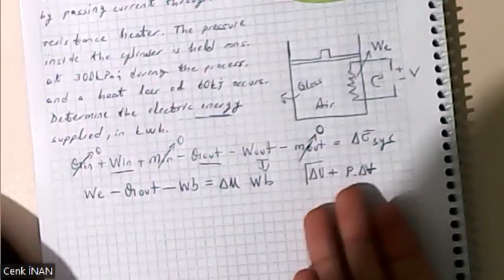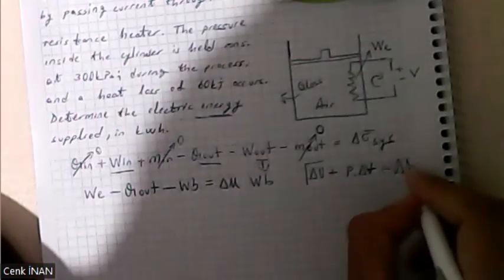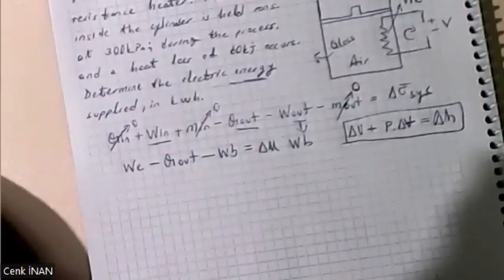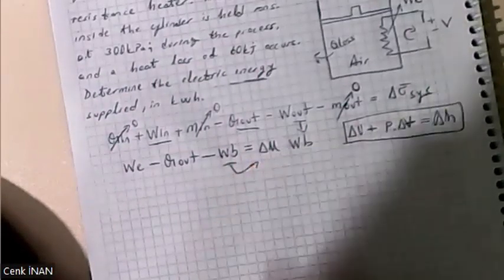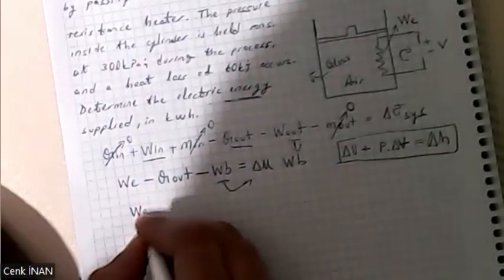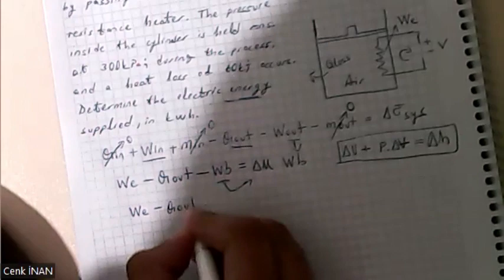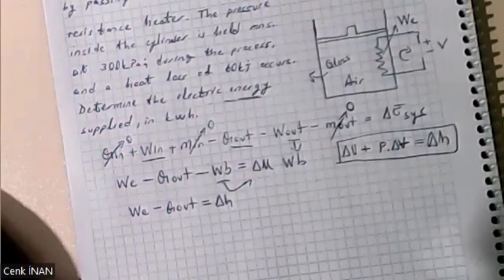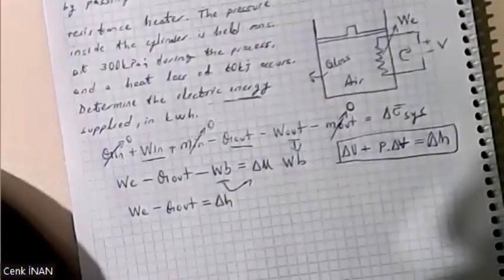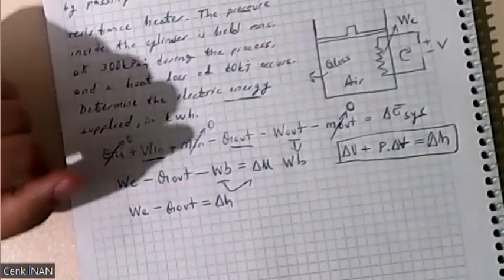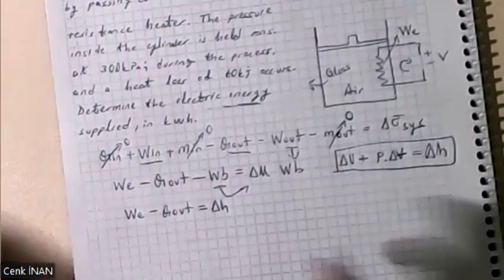What this summation gives me is delta H, the enthalpy change. So I can directly send this boundary work next to the delta U, and finally we will have electrical work minus Q out equals delta H, the enthalpy change. It is also important to know what a kilowatt hour is.